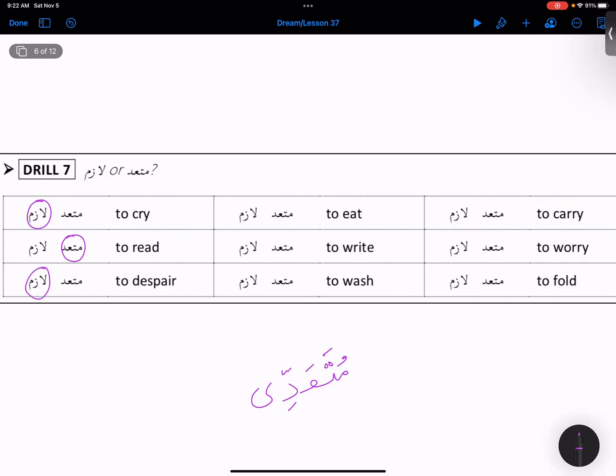To eat. Muta'addi. Very good. To write. Muta'addi. To wash. Muta'addi. To carry. Muta'addi. To worry. He worried something, right? So it makes sense. So worry is muta'addi, worry about something. To hold. Muta'addi. Very good. Okay, so it's not hard, right?